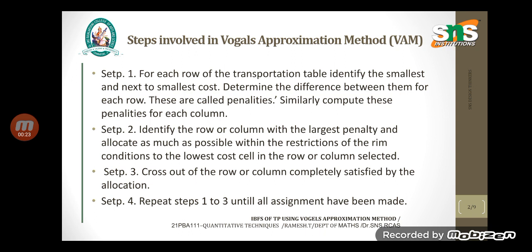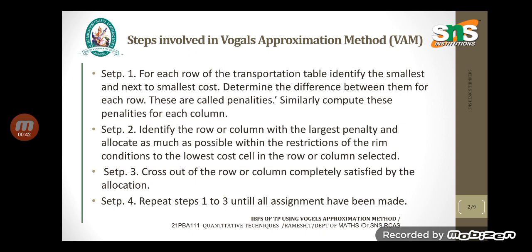Step 1. For each row of the transportation table, identify the smallest and the next to smallest cost. Determine the difference between them for each row. These are called penalties. Similarly, compute these penalties for each column.